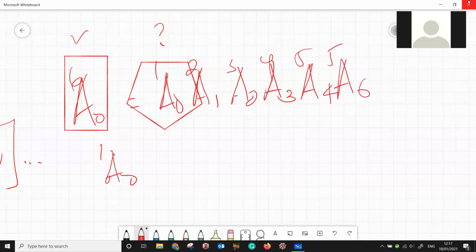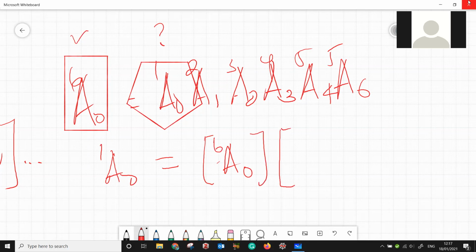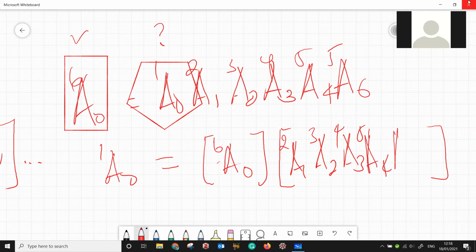So A01 means A06 overall, A1 to 2, A2 to 3, A3 to 4, A4 to 5, A5 to 6 inverse. So you get this one. This is also basic knowledge for a robot, so it exists on most robots. So yes, we have to know this one as well.